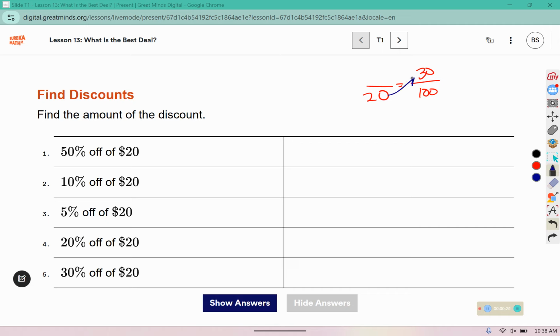We will cross multiply and then divide. 20 times 30 divided by 100 gives us a discount of $6. Answer the remaining 4 questions for your warm-up.